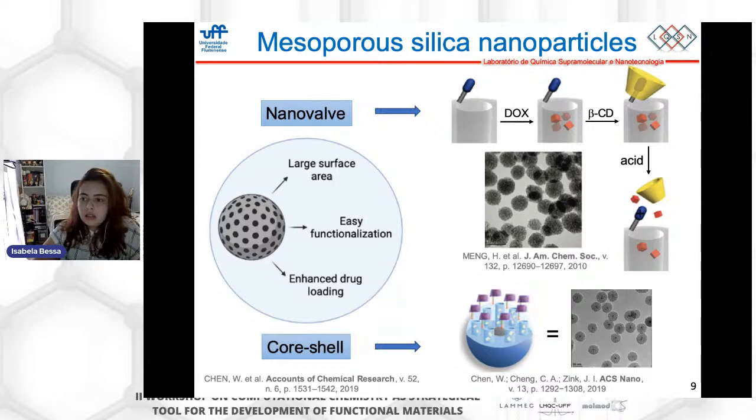As we can see, there is an enormous amount of papers using silica as nanocarriers. But even so, there is some controversy about the biodegradability of this material. For this reason, some biomaterials such as minerals have been incorporated in the silica structure to improve its biocompatibility.